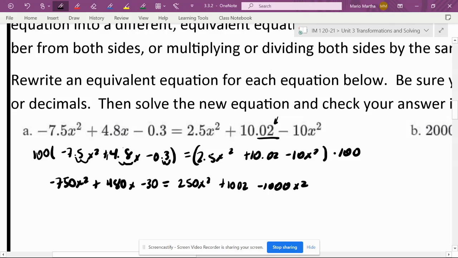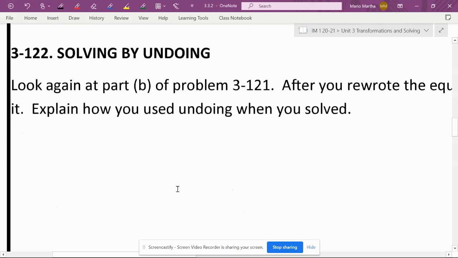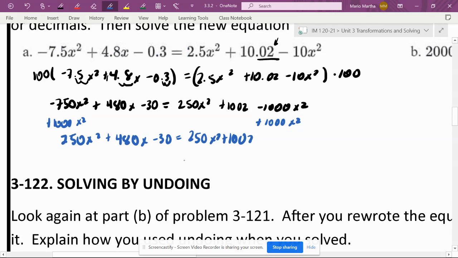All right, now we want to solve the equation. In this case, we're going to have negative 750, right? So I'm going to add 1000x squared to both sides. So that gives us 250x squared plus 480x minus 30 equals 250x squared plus 1002. So here, subtract 250x squared from both sides. That goes away with that. And then you have 480x minus 30 equals 1002.